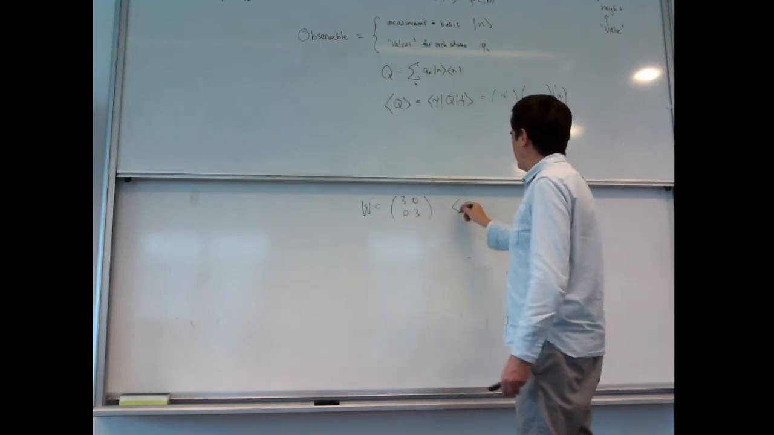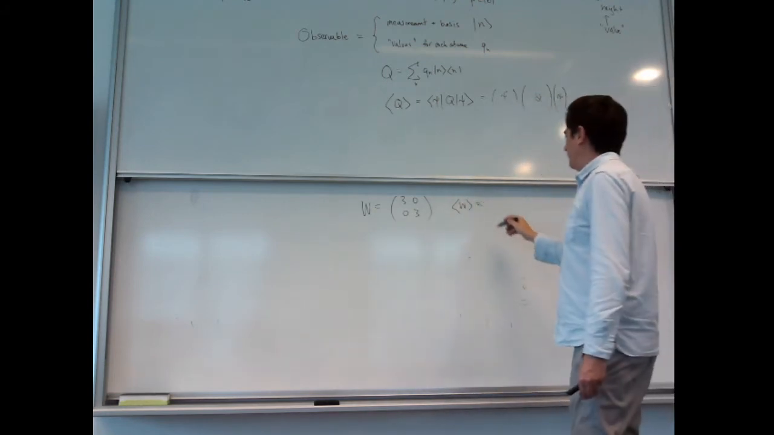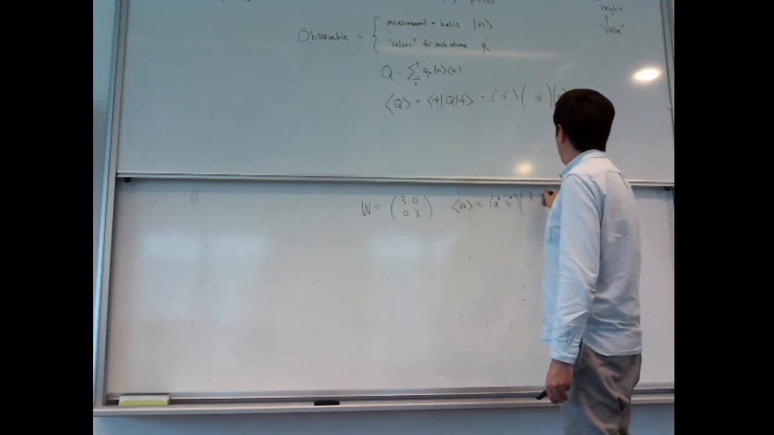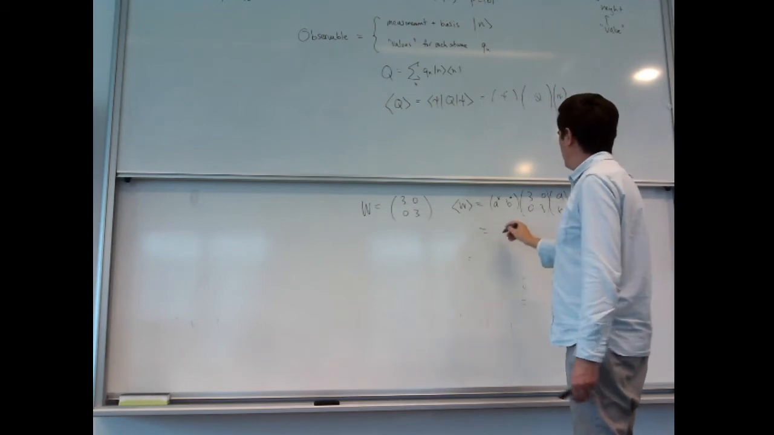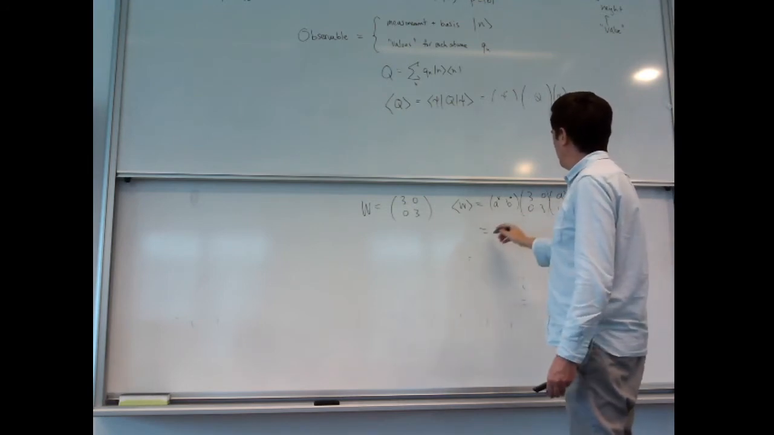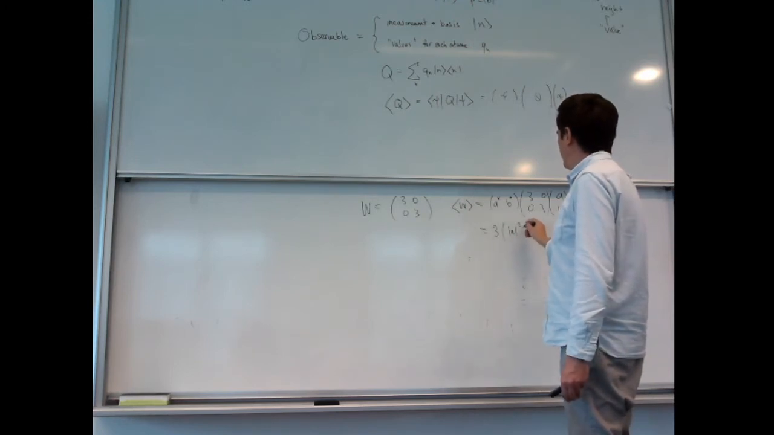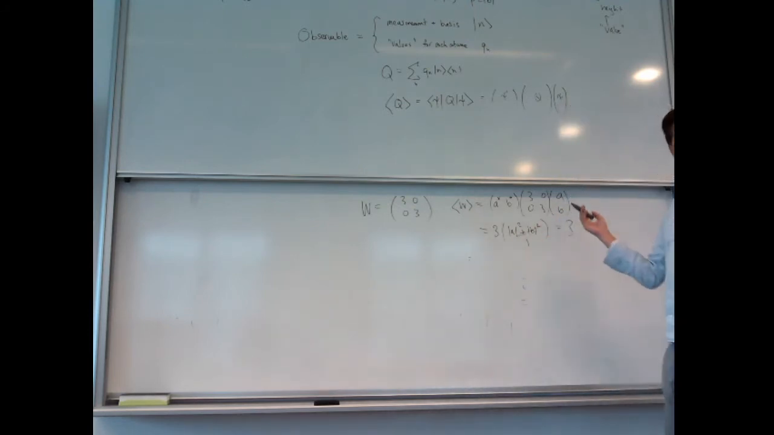Then if I calculate the expectation value of W, it's going to turn out to be (3, 0, 0, 3) times (A, B), and you do your matrix multiplication, and this will turn out to be 3A squared plus 3B squared, but this is 1. So this thing will always be 3, no matter what.